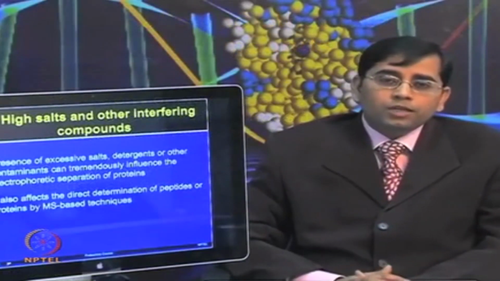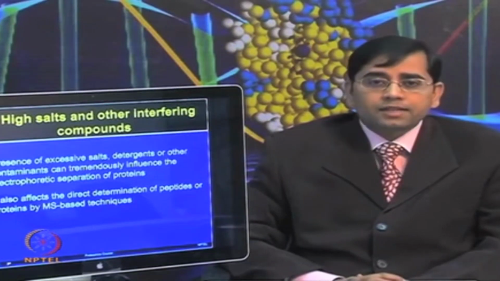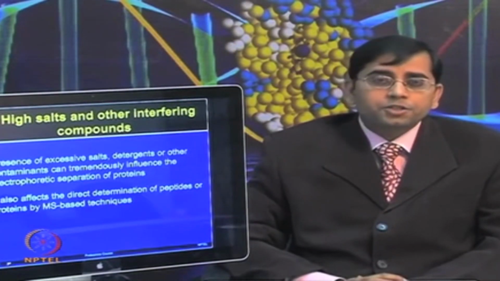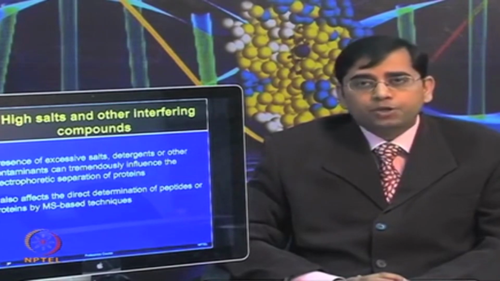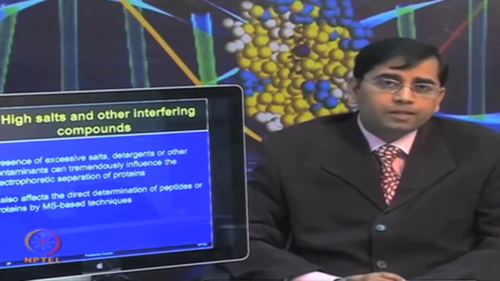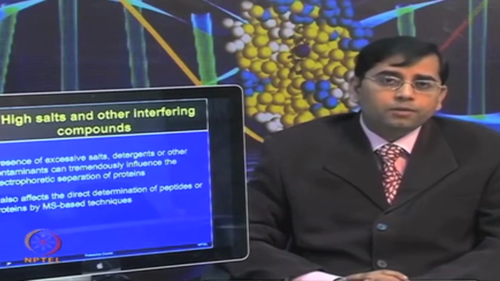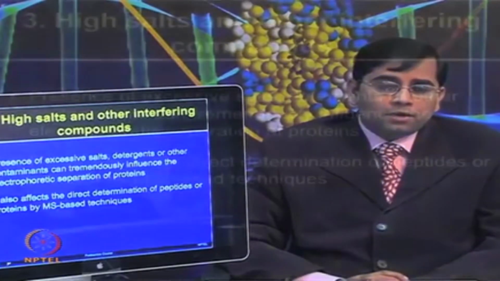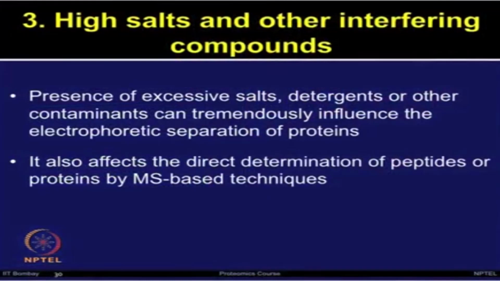Now, the presence of excessive salt, detergents or other contaminants can tremendously influence the electrophoretic separation of proteins. If your target technology is two-dimensional electrophoresis or other gel based method, you have to really ensure that salt is very low in the serum or plasma components. It also affects the direct determination of proteins or peptides by mass spectrometry based techniques. So, regardless of whether you use a gel based or gel free method, you have to ensure that the overall salt component is removed efficiently from the serum or plasma.